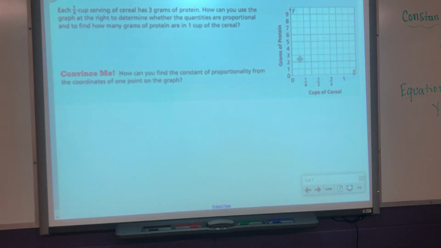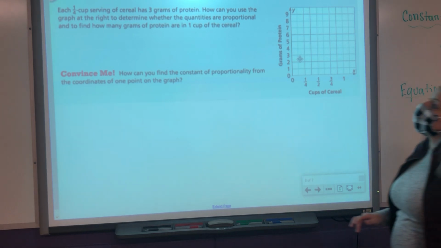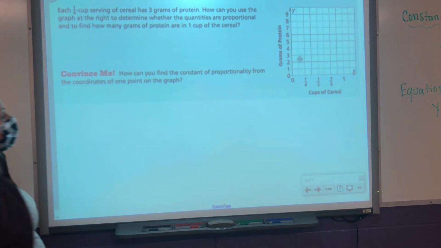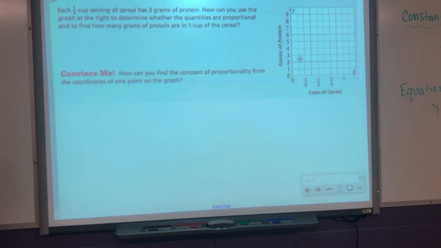Each quarter cup serving of cereal has 3 grams of protein. How can you use the graph at the right to determine whether the quantities are proportional and to find how many grams of protein are in 1 cup of cereal? So a quarter cup serving of cereal has 3 grams of protein. How would I model that on my graph?